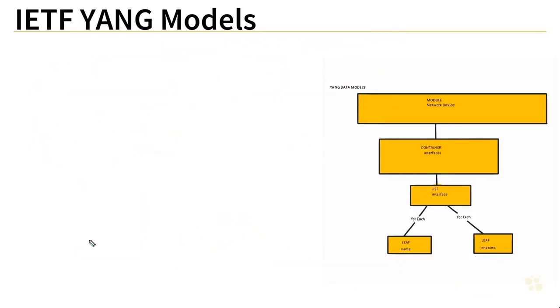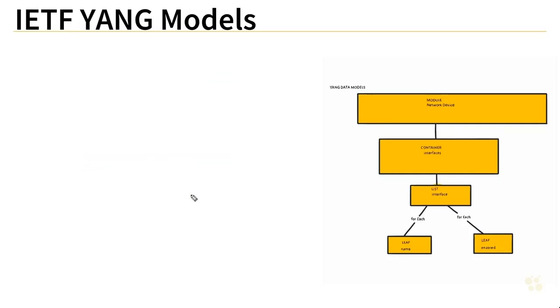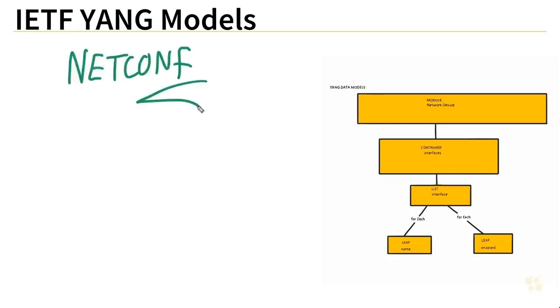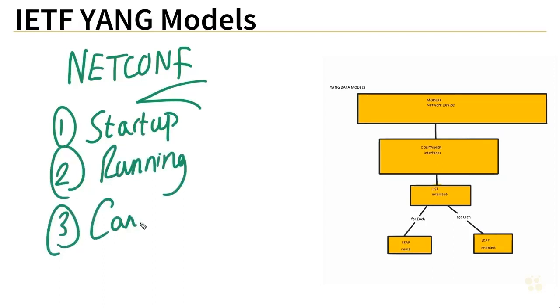So the IETF thought, wouldn't it be better if we could have this knowledge just built into the protocol, so that this type of information was automatically discoverable? And this is where the big change within the IETF happened. So to understand this change, we need to talk about the protocol NETCONF. So NETCONF has this concept of data stores. So the first data store we have is the startup data store. The second is the running data store. And the third is the candidate data store.